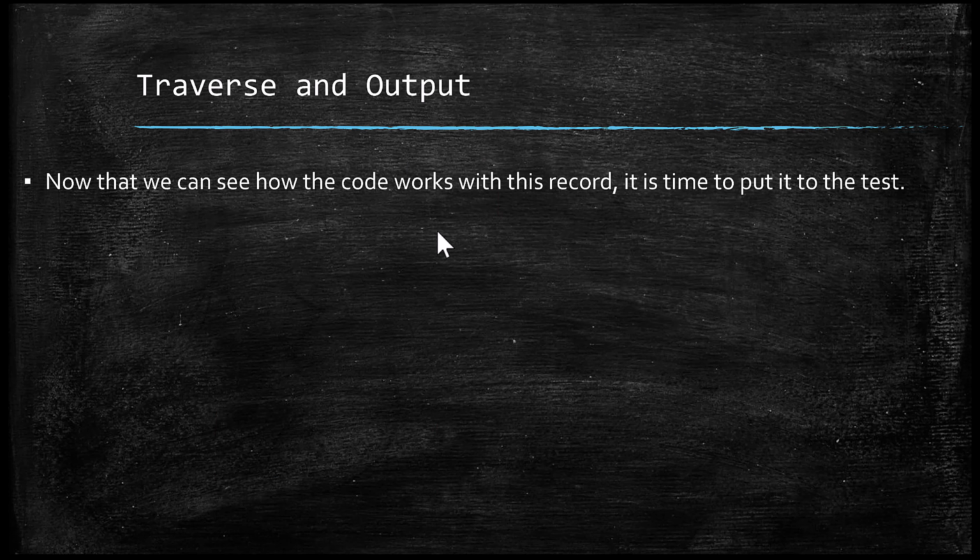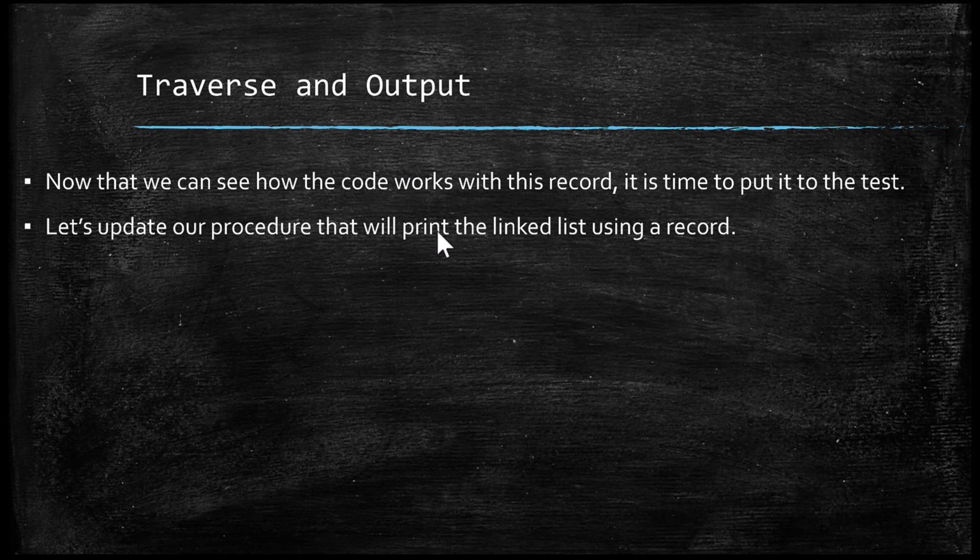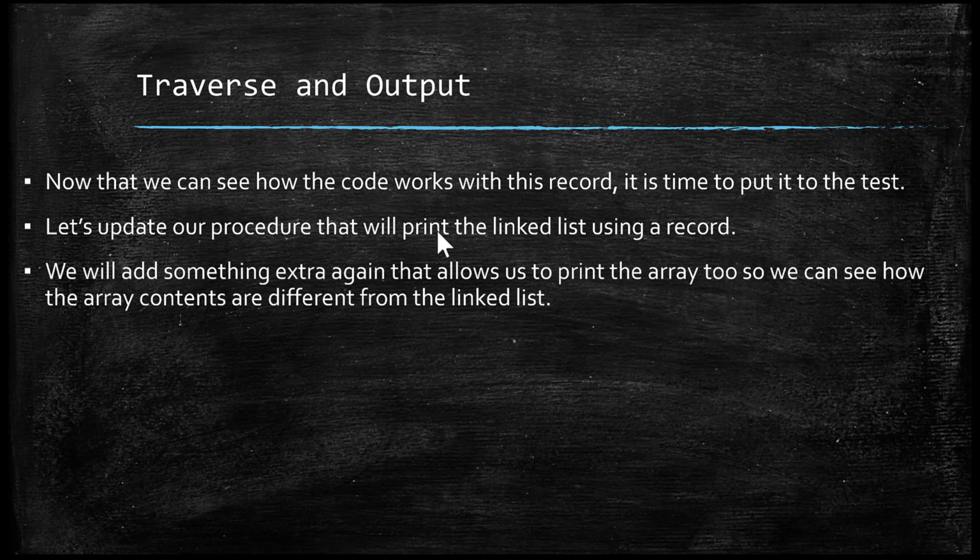So now that we can see how the code works with this record, it's time to put it to the actual test. So let's update our procedure that will print the linked list using a record. Now we're going to add something extra again that allows us to print the array too, so we can see how the array contents are different from the linked list, which is all about the pointers. So let's swing over to VB.net and code it out.